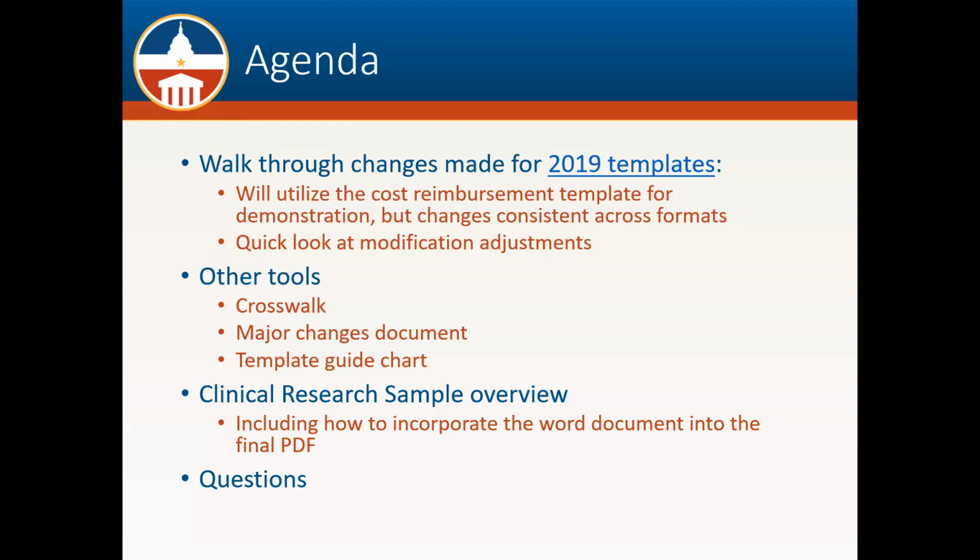So here's our agenda for today. We're going to walk through the 2019 templates using the cost reimbursement Subaward template. We'll also quickly walk you through a couple of other tools that will hopefully help you to communicate about the templates within your organization, both to other substantive stakeholders as well as to maybe your ITS group if you program your templates. We will also be doing a quick overview of the clinical research sample.